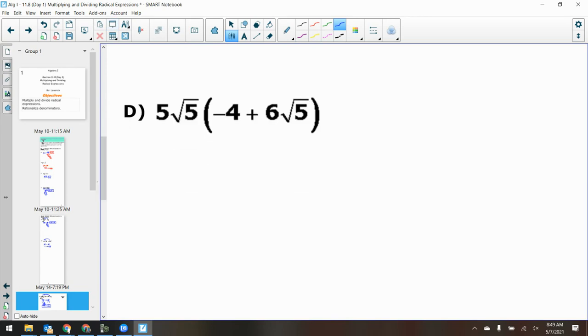Let's do this one together, because this one's kind of funky. It's got a lot of different things going on. Again, the rule is things outside go with things outside, things inside go with things inside. Right? So when I distribute the 5 radical 5 into the negative 4, for this first distribution, what does the 5 on the outside get multiplied with? The negative 4 to get a negative 20. Does the 5 on the inside of the radical get multiplied with anything? No. That stays radical 5.